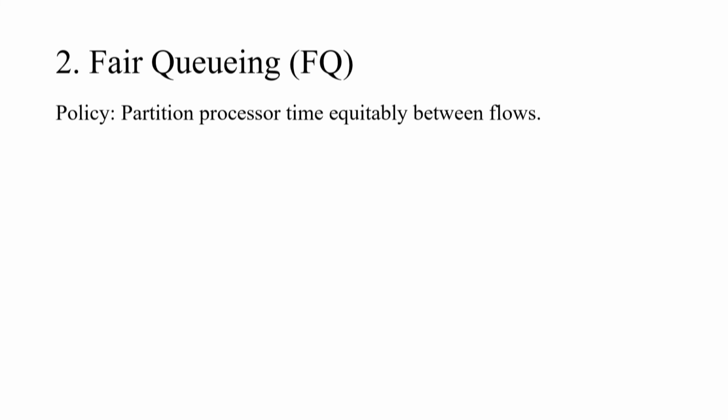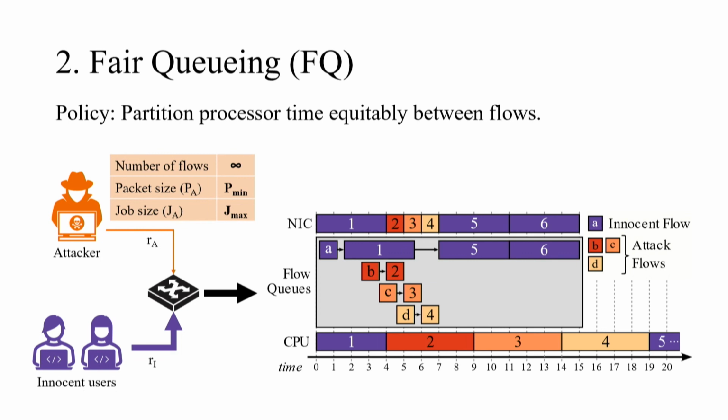Let's take a look at fair queuing. So the policy here is to partition the processor time equitably between the different flows. Unfortunately, I don't have time to walk through this example in detail, but the intuition is that by using a large number of flows, the attacker is able to trick the fair queuing scheduler into giving them more than their fair share. And so here we see that once again, using small-sized packets, the attacker is still able to achieve roughly 3/4 of the available service capacity.